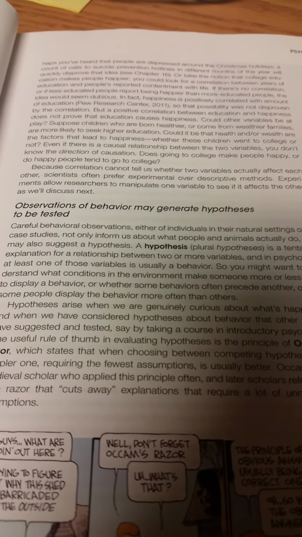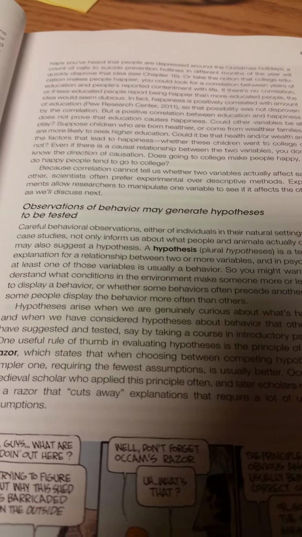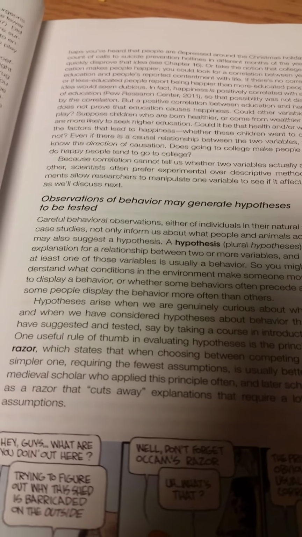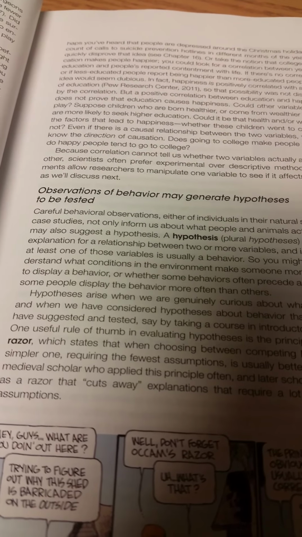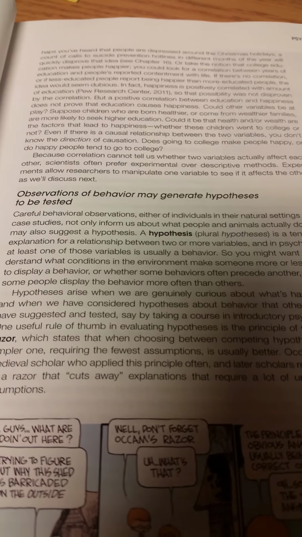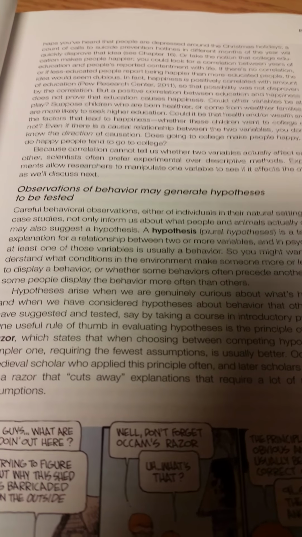Observations of behavior may generate hypotheses to be tested. Observations can lead to hypotheses. A hypothesis is a tentative explanation for an event, and it must be testable. Occam's razor is a principle that states that when choosing between hypotheses, choosing the simpler one is better.